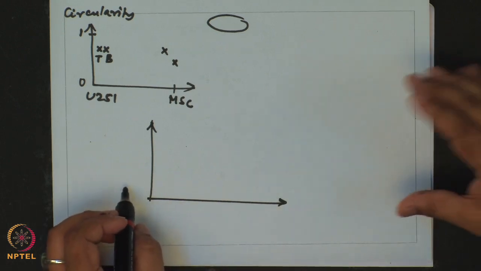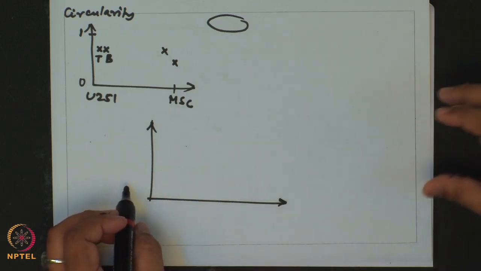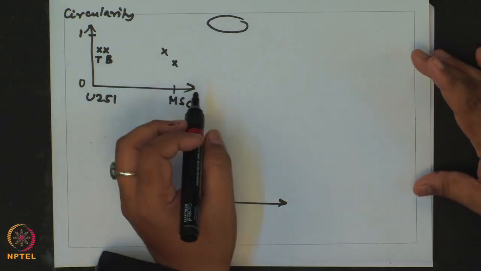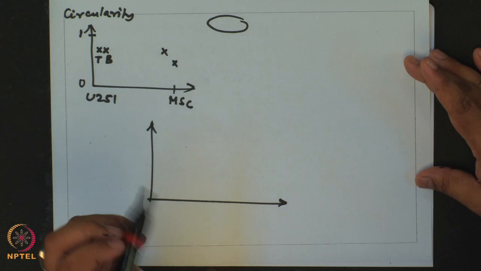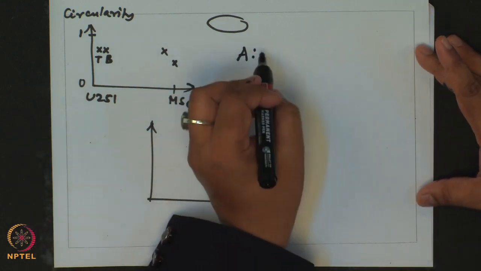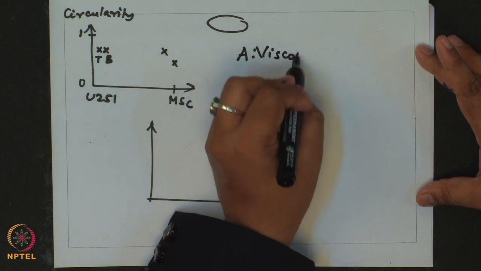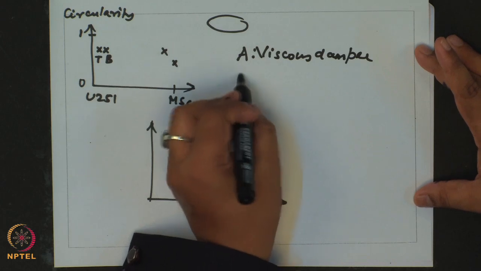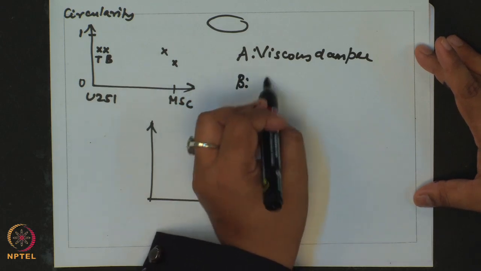And what they also found was that you could track this change in stiffness with the Lamin A levels. So based on their experiments, they suggested that Lamin A acts like a viscous damper, and Lamin B acts as an elastic spring.